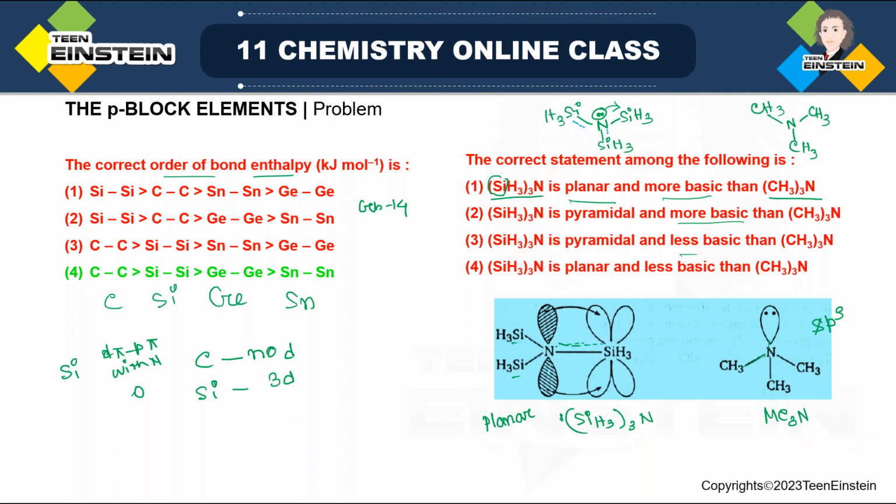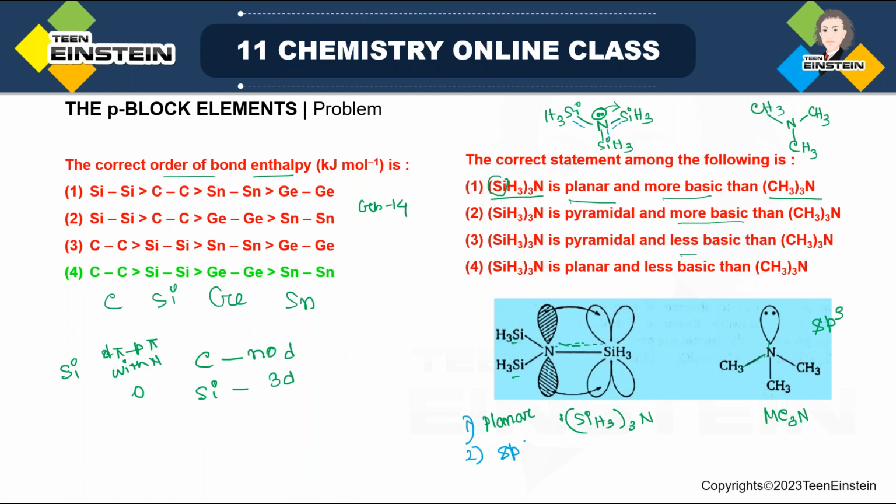Average structure, it will be, I'm drawing a dotted line for these 3 bonds. So it will be the average structure and it is planar. So see, not just planarity or more basic, here you can get also some other information. So what are the informations we are getting? First of all, it is planar.